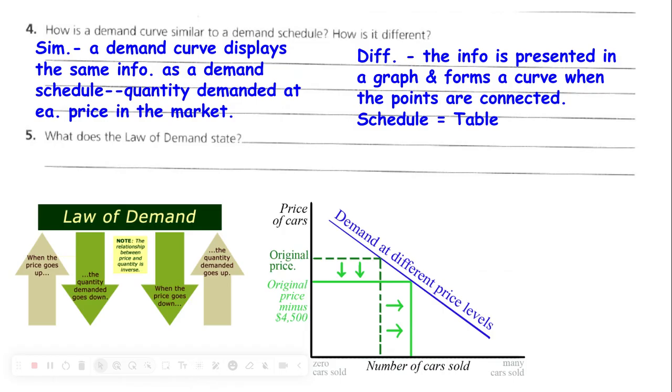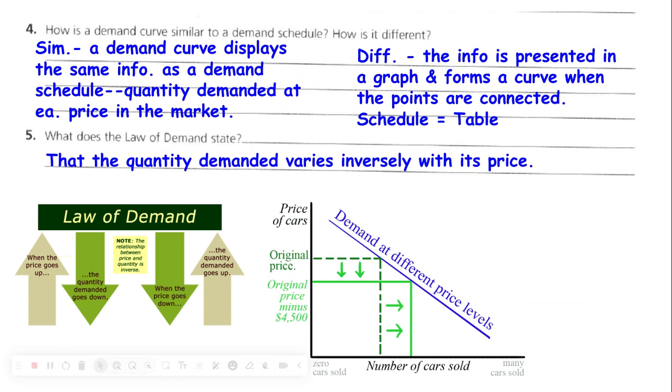When we talk about the law of demand, it basically says that quantity demanded varies inversely with its price. So if you look at the graphic down in the bottom left-hand corner, when price goes up, quantity demanded goes down. When price goes down, quantity demanded goes up. It's that inverse relationship. So when one goes up, one has to go down. It's kind of like the opposite. That's what we mean by the inverse.